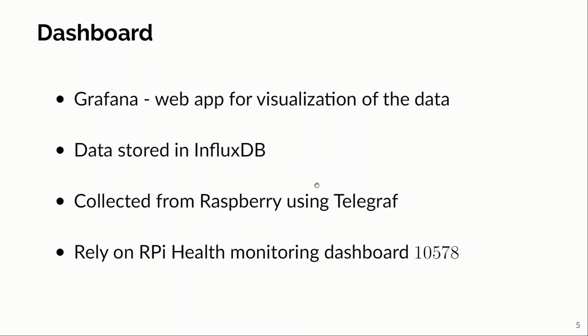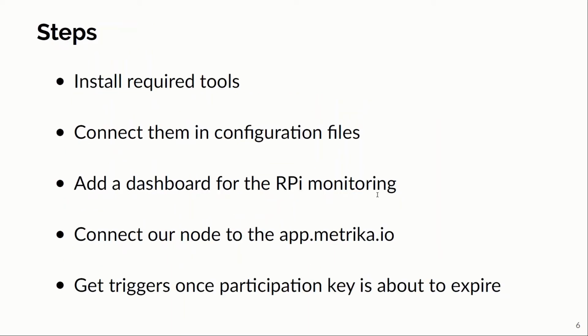Finally, since Grafana is an open source solution, there are a lot of available open source monitoring dashboards, and this specific one is aimed at Raspberry Pi and has the ID 10578. This is the Raspberry Pi health monitoring solution we will be using for the tutorial. Covering the steps of the tutorial, we will firstly need to install the required tools on the Raspberry Pi. We will also have to modify the configuration files, and finally we will add the dashboard for the Raspberry Pi monitoring tool.